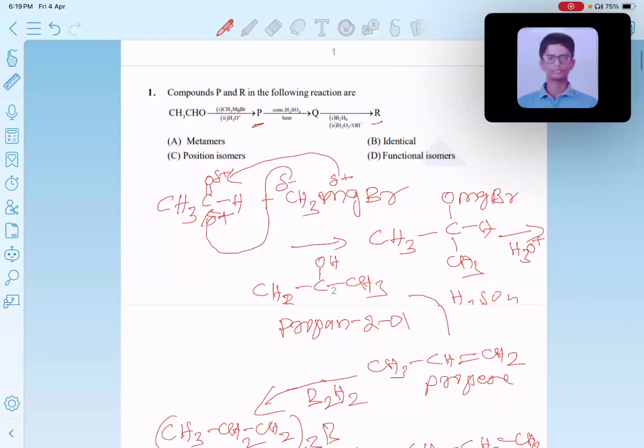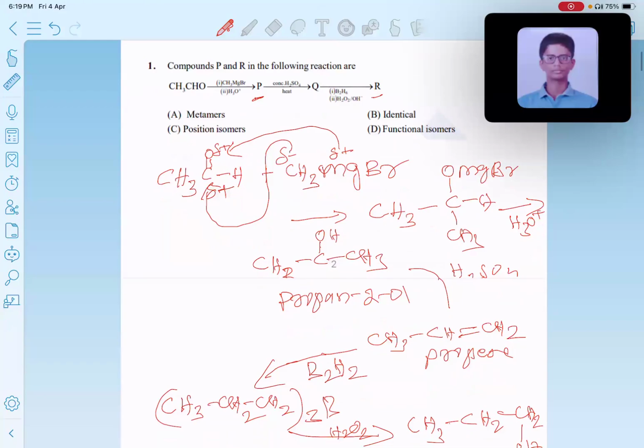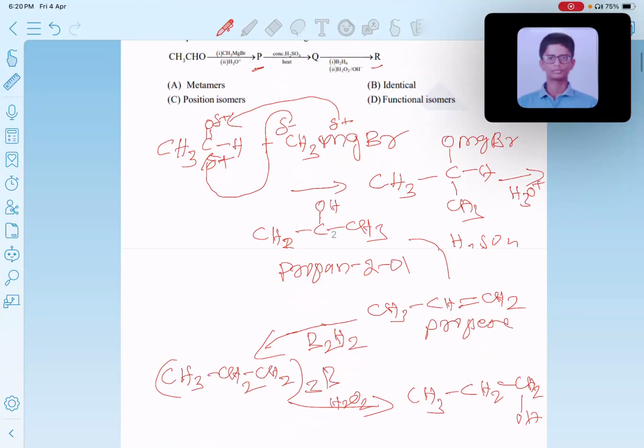Here the question is the relationship between the products P and R. What type of relation is this? The options are metamers, identical, position isomers and functional isomers. So compare propan-2-ol and propan-1-ol. The final product R is propan-1-ol.